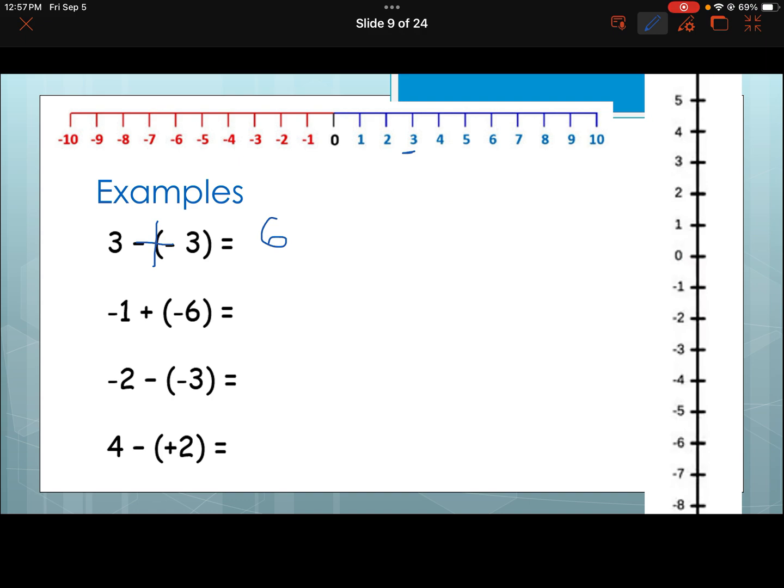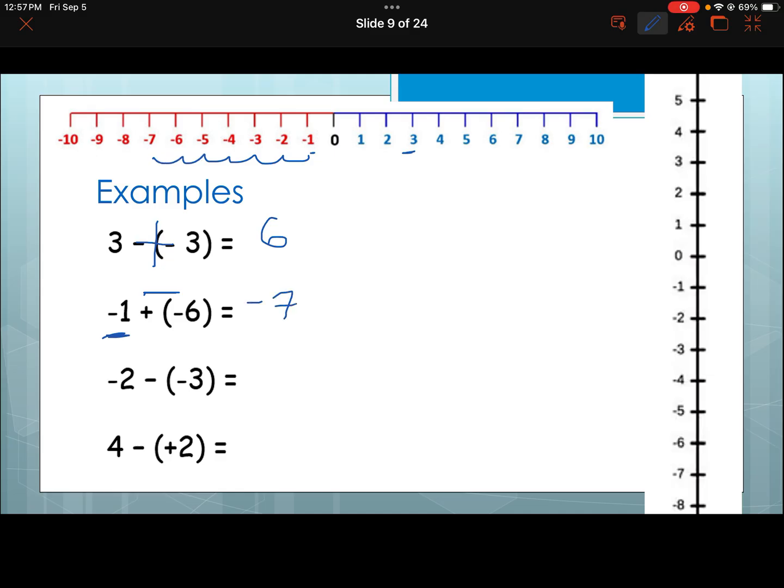For negative 1 plus minus 6, again, I'm starting at negative 1. Don't worry about anything else, start at negative 1. Then it says plus minus 6. They're different signs, so it's going to be subtract. So it's -1, take away 6, which is 1, 2, 3, 4, 5, 6, which is -7.